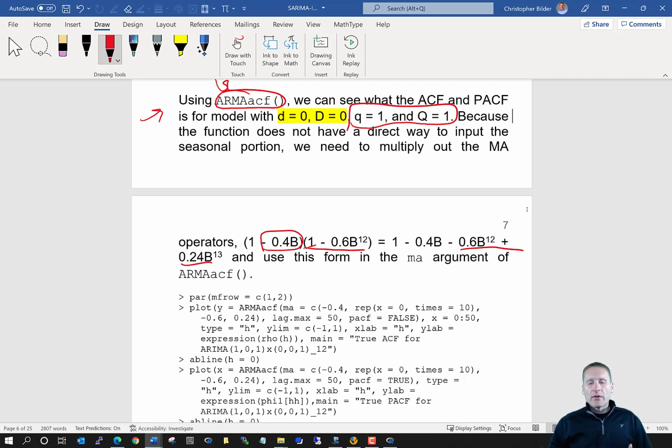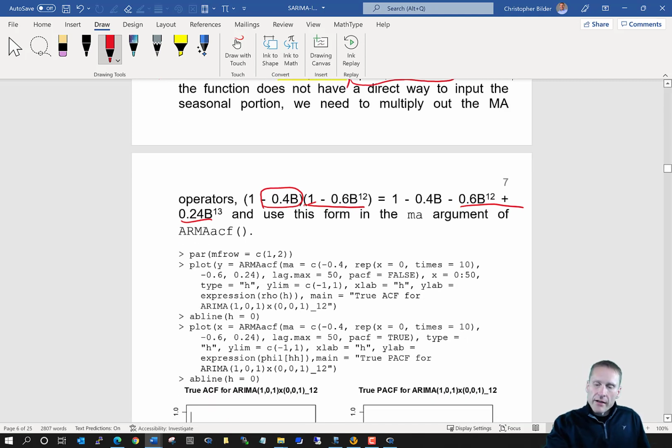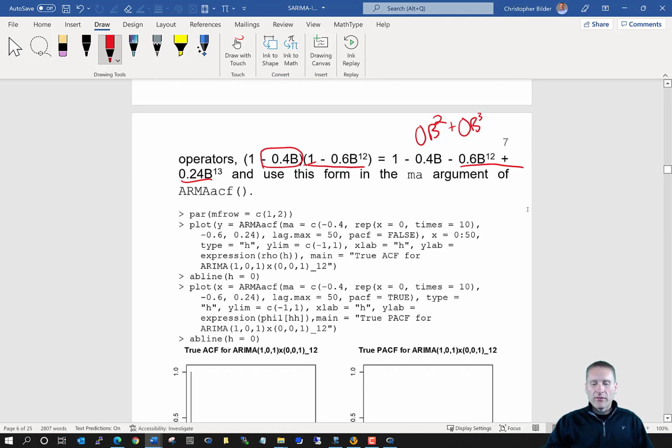Okay. So now what I have here are my coefficients on b that I would normally represent in the ARIMA ACF function. But also what this means is that if I had, let's say, a b squared in there, I would have a coefficient of 0 on it. If I had, let's say, a b cubed in there, I would have a coefficient of 0 on it as well. And we need to actually represent that in the ARIMA ACF function because I don't have an argument that says, okay, here's a seasonal component, here's a non-seasonal component. So this is how I can work with this particular function.